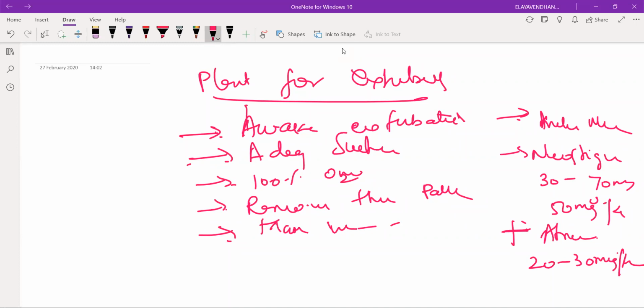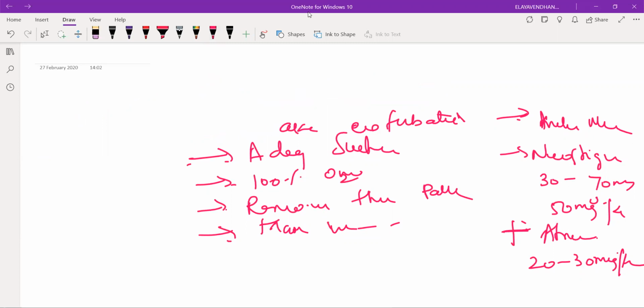Baby is breathing well. Tidal volume is good. It is completely awake. Then what do you do? Then I'll put the child in lateral position, suction the airway again, and then extubate, take out the tube. Okay, good.